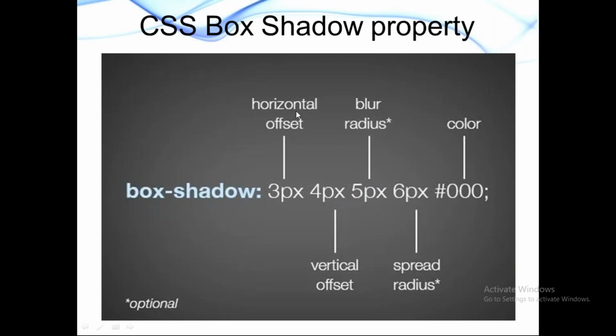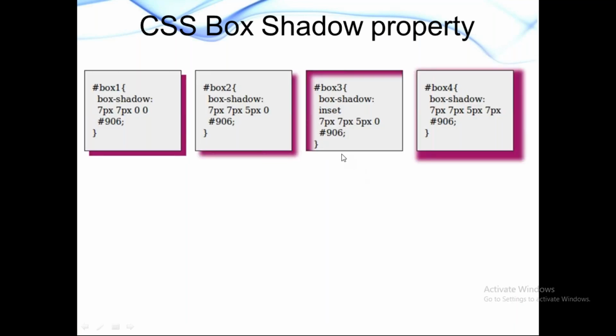Then we have, let's say, discussed box shadow. So you can give the horizontal offset, vertical offset, blur radius, spread, that is how far the shadow should spread, and then the color. Color can be specified by RGBA. Fine, you can create a lot of interesting effects with the box shadow property.